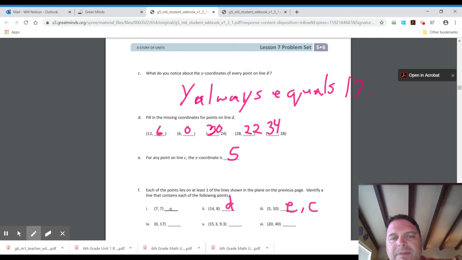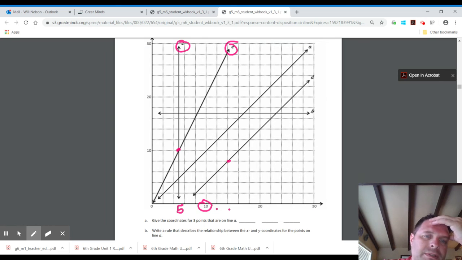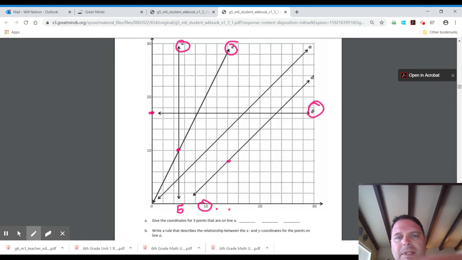We have 0, 17 for number 4. So 0, and let's go up to 17. And this is the one right here on this line. And if that line extended, that would be letter B. Letter B.